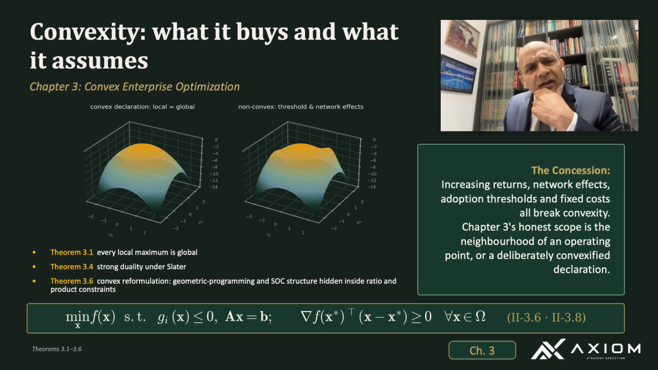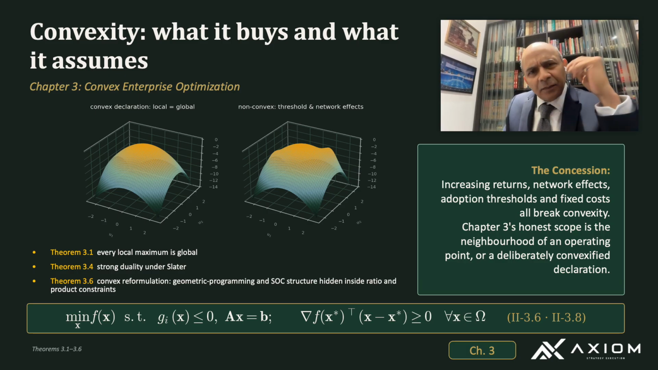Now, Chapter 3 talks about convex enterprise optimization. Chapter 3 asks, when is the enterprise problem convex? And what do you get if it is? Theorem 3.1, global optimality. In a convex enterprise optimization problem, every local optimum is global. The optimal set is convex, and strict convexity makes the optimum unique.